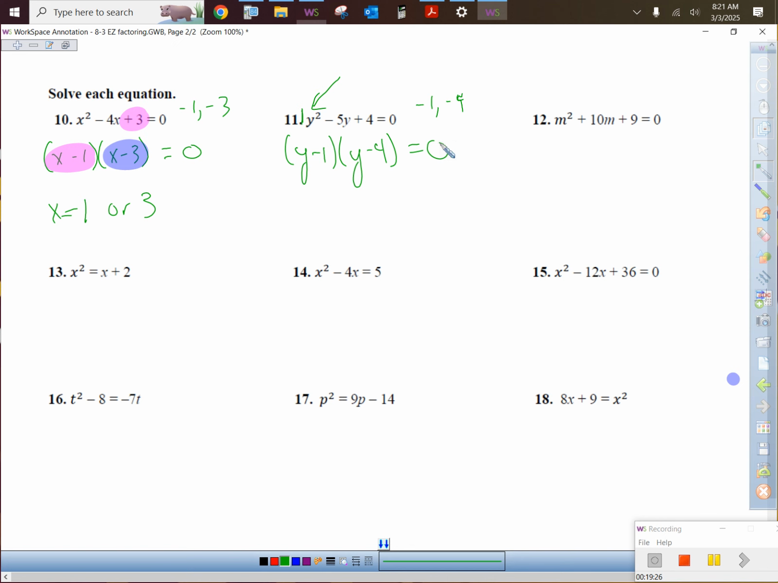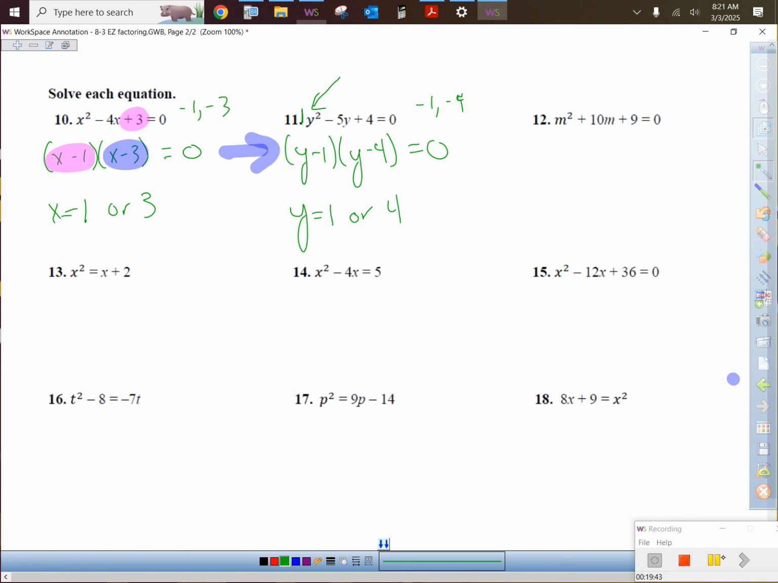This is called the factored equation. Homework will probably have you do that. It's like write the equation in factored form. That's the two parentheses times each other. Then solve for y with the zero product property. Y could equal 1 or 4. Cool. Try number 12 with a neighbor.